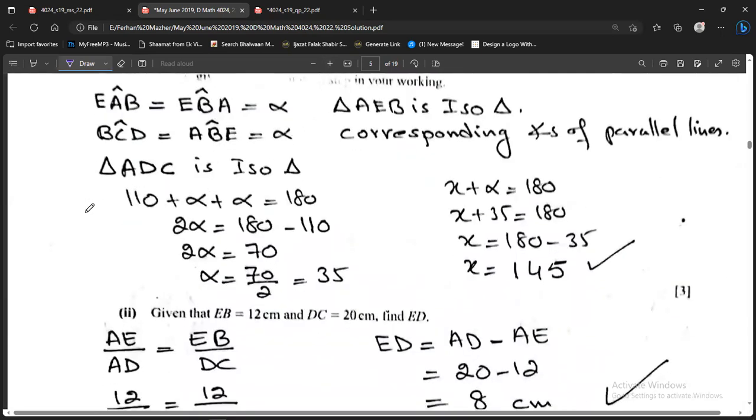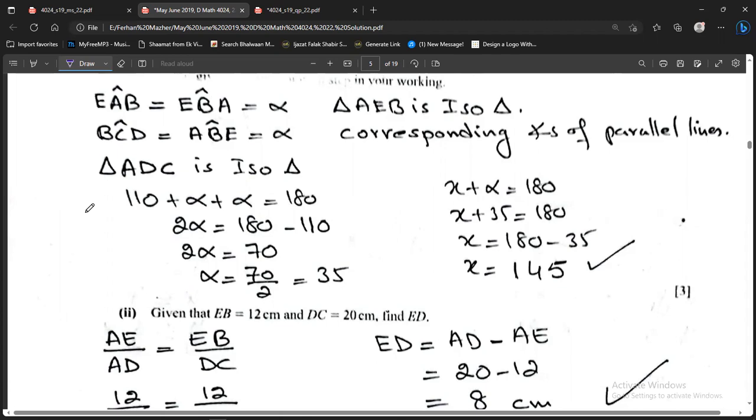Angle EAB equals angle EBA, which equals alpha, because triangle AEB is an isosceles triangle. Angle BCD is equal to angle ABE, which is alpha, because they are corresponding angles of parallel lines. Triangle ADC is isosceles. So 110 plus alpha will be equal to 180. So 2 alpha will be equal to 180 minus 110. 2 alpha will be equal to 70. Alpha will be equal to 70 by 2. So alpha will be 35.